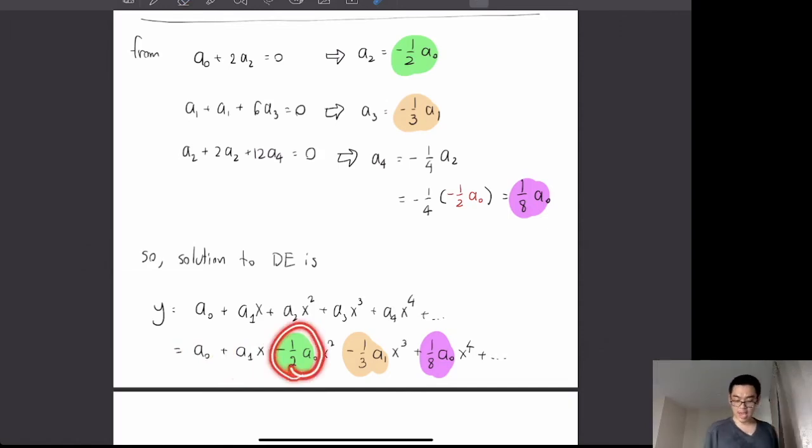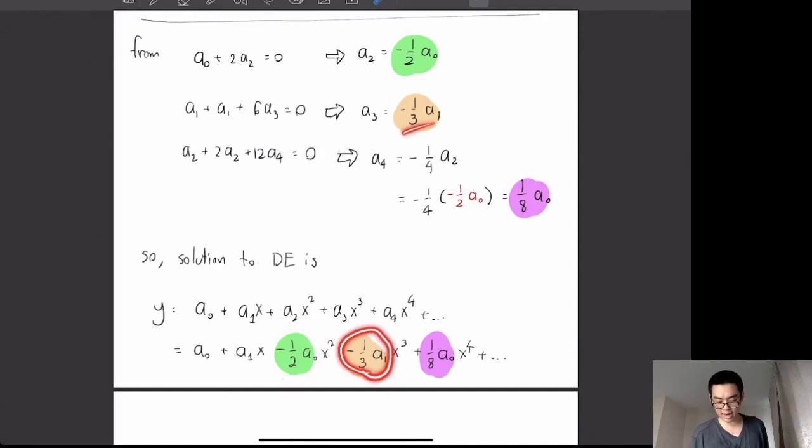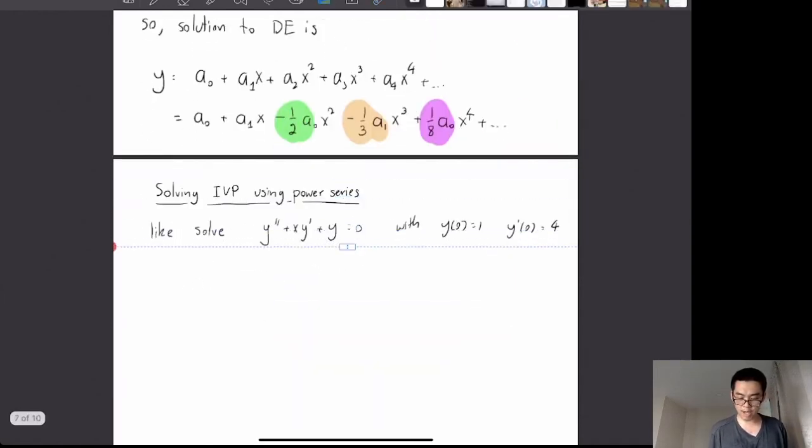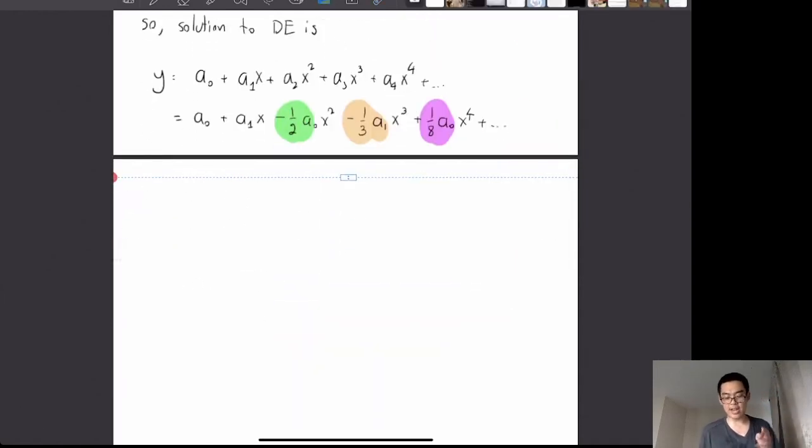A2 is minus 1/2 A0, A3 is minus 1/3 A1, and A4 is plus 1/8 A0. All right, writing in a nicer form, you can combine A0 and A1 together, but we don't have to.